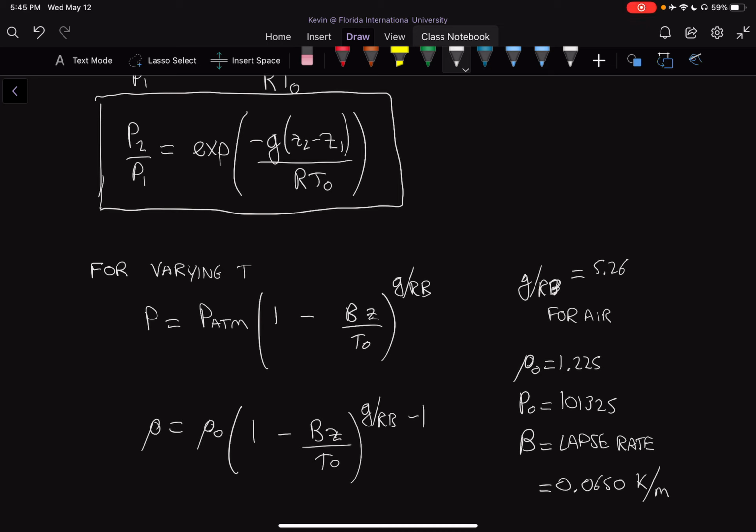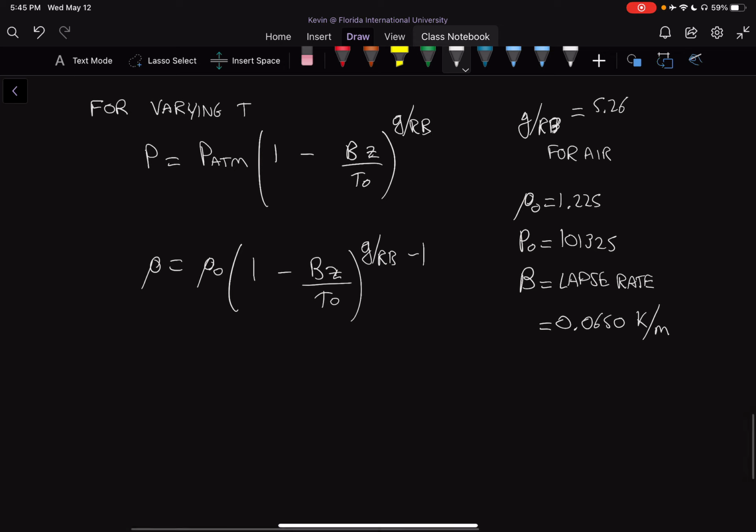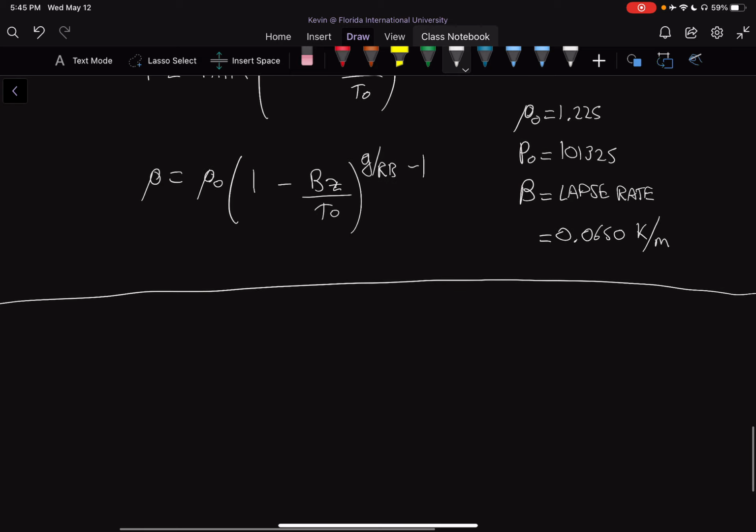Okay, so going back to our study of measurement and some other measuring tools that we have, another measuring tool that we have for pressure is to use a simple manometer.